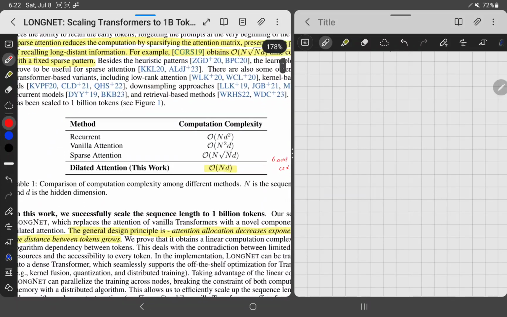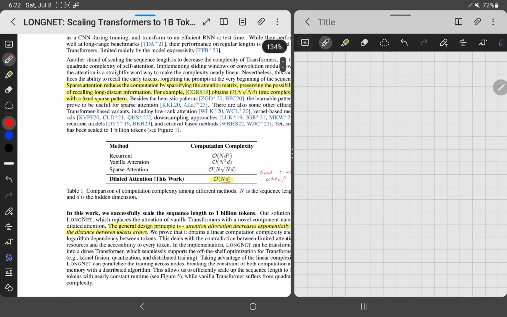Yeah, and they show here that a recurrent neural network is linear with respect to the sequence. Regular attention is quadratic, and sparse attention is n root n, so subquadratic, but still not that good. It also doesn't have the representation power that you would want. But dilated attention, as they call it, is very similar to dilations in convolutional neural networks. They use something they call dilated attention, which is linear with respect to the sequence length.